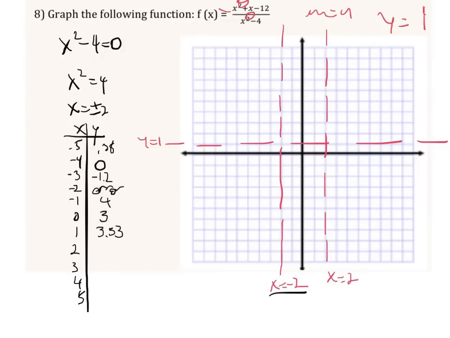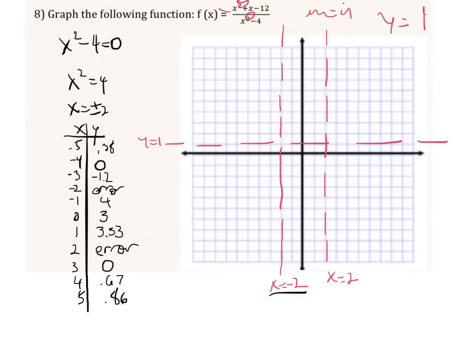Let's see, going down the list here. At 2 we're at error again, and at 3 we're at 0, and then at 4 we're at 0.67. Lastly we're at 0.86. And then just looking at the graph, we go ahead and plot these.